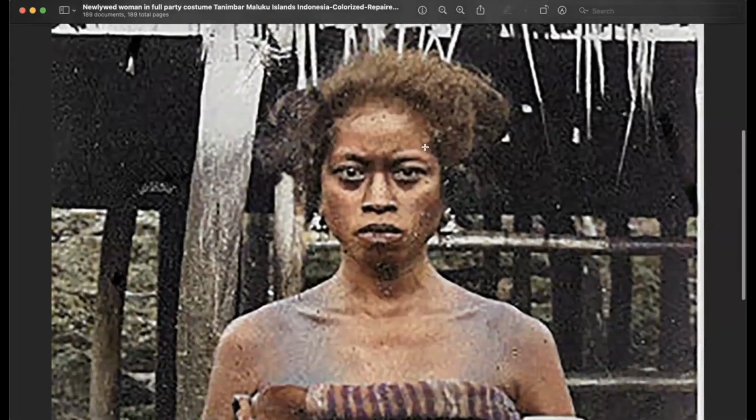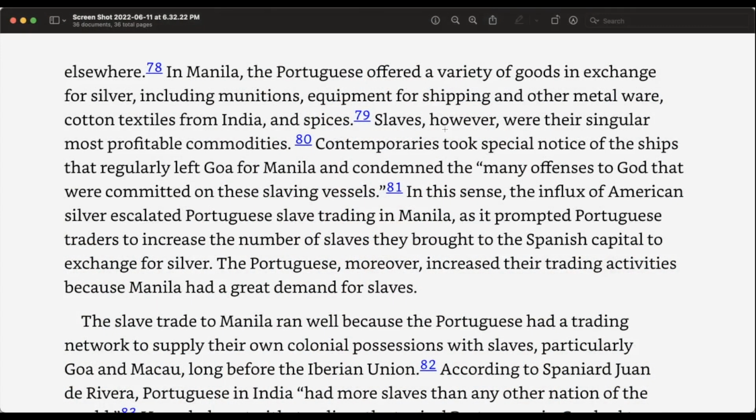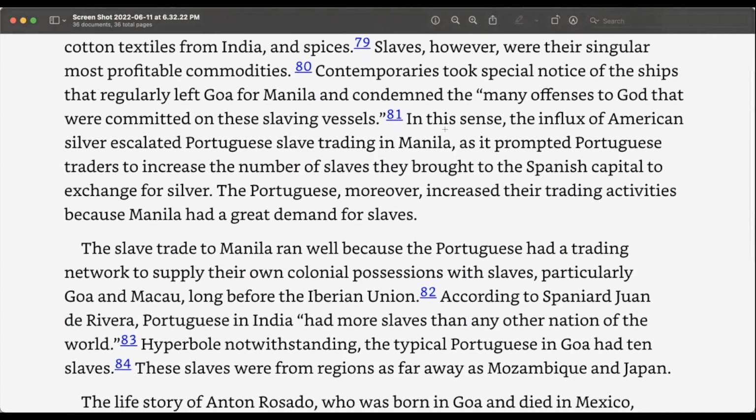Take a good look. The slave trade to Manila ran well because the Portuguese had trading networks. Remember the Port Jews, they had networks. Remember they had this network of trading back and forth all over the world. We read about this. They had a trading network to supply their own colonial possessions with slaves, particularly Goa and Macau, long before the Iberian Union, long before that. They were already doing that since the 1300s, 1400s.